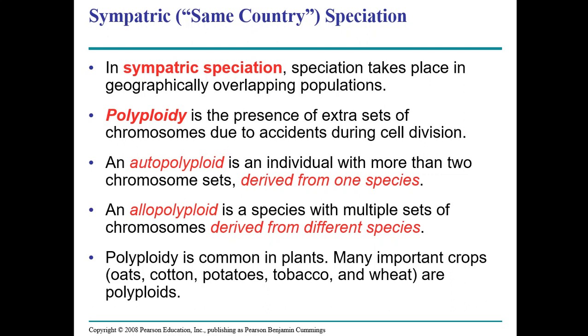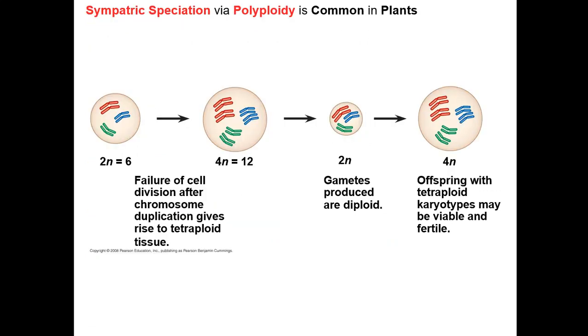Okay po. So, polyploidy is common in plants. Okay, so very common siya sa plants pero hindi sa animals. Many important crops like oats, cotton, potatoes, tobacco, and wheat are polyploids. So, yan. Pero hindi naman siya problem when it comes to plants. So, ito, polyploidy is common in plants.